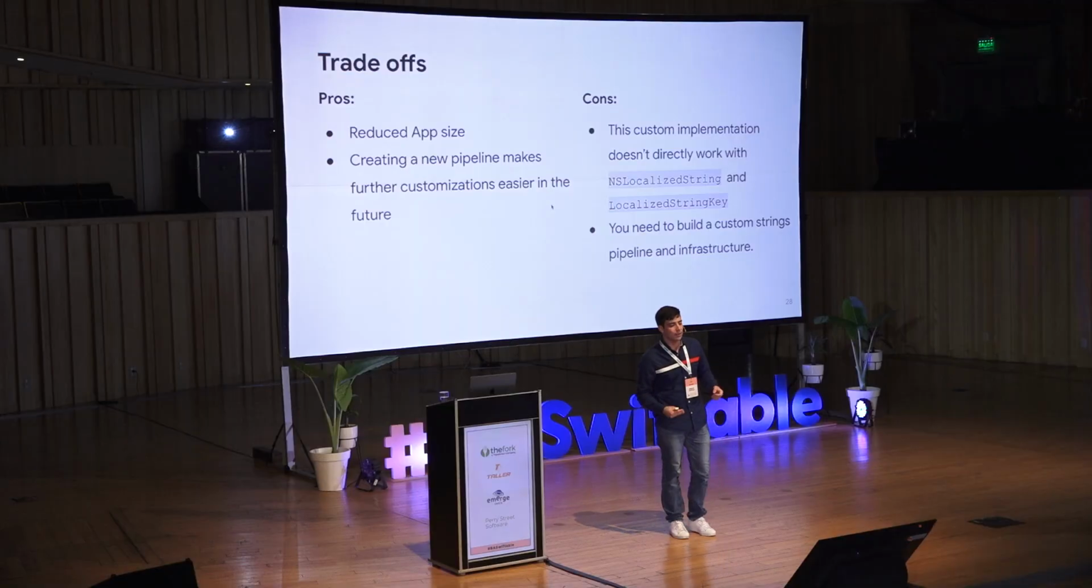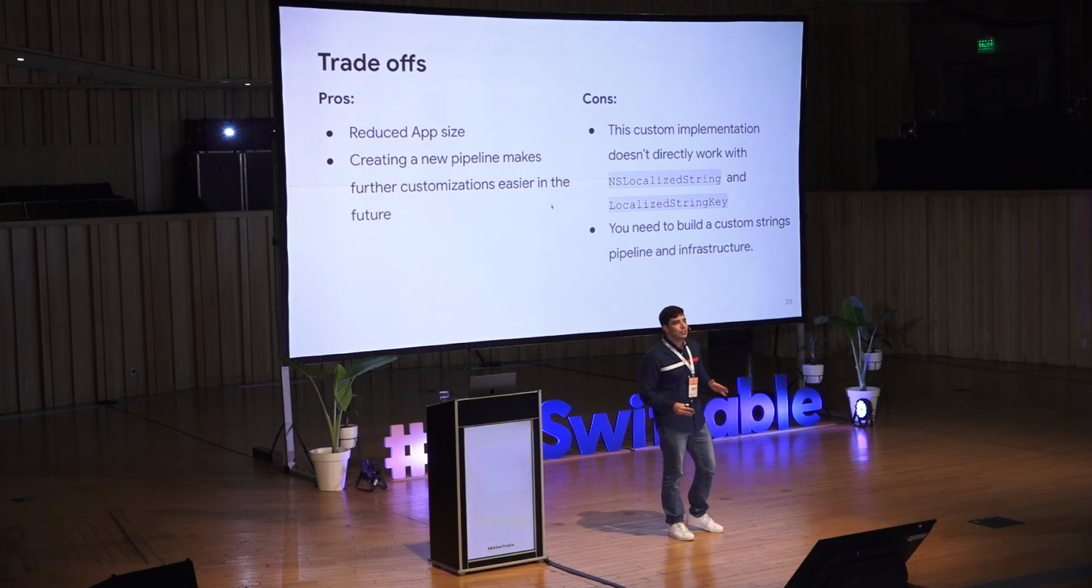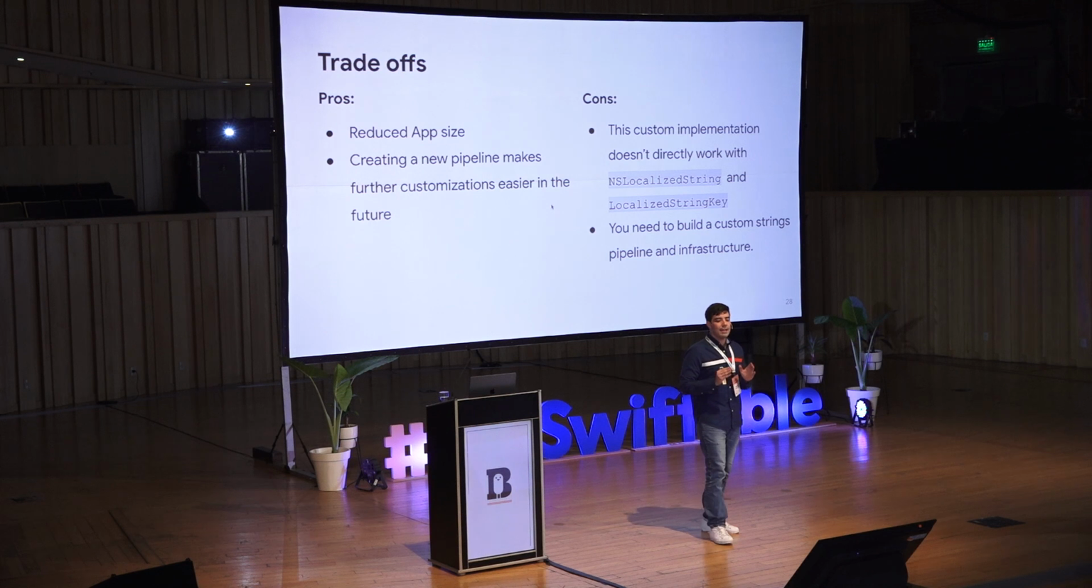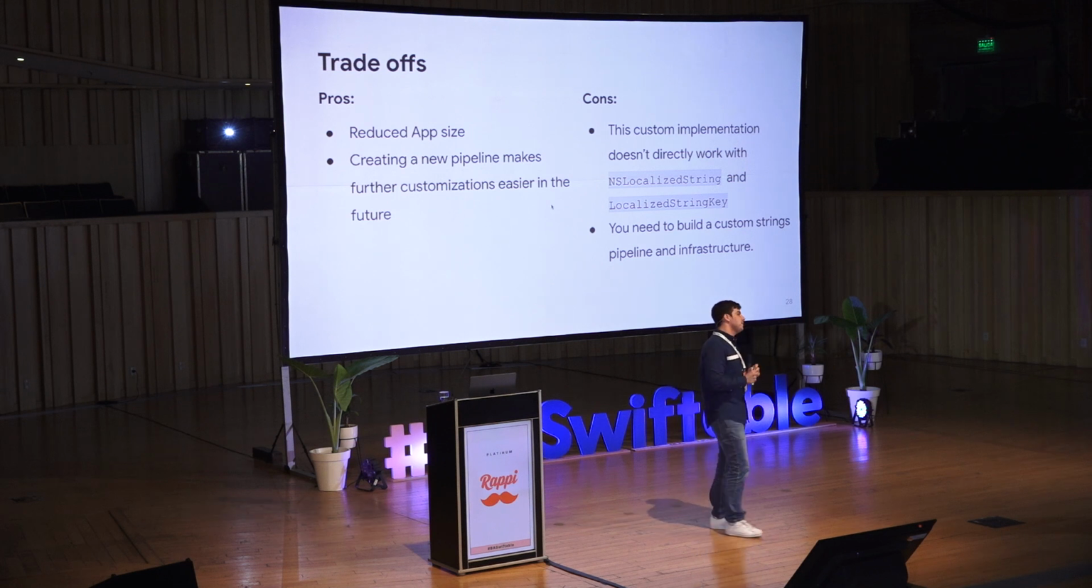So what are the cons of this approach? The first con is that it doesn't really work with Apple APIs, the NSLocalizedString and LocalizedStringKey from SwiftUI. And the reason why this doesn't work is because those APIs require localization.strings files. So we won't have any file with that file extension, and therefore won't be able to find any of the localizations that we are bundling with the app.